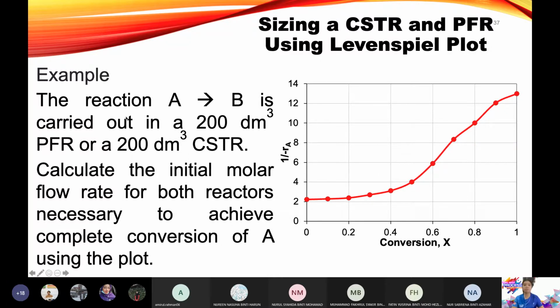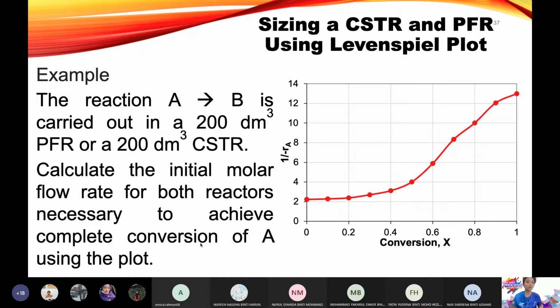Okay, so reaction, the next example, A to B carried out in reactor volume both PFR, CSTR, tapi sekarang reactor volume dia 200 dm3. So lebih besar reaktor dia sekarang, 200 dm3. They ask us to calculate again FA0. Okay, sama juga calculate FA0 for PFR, FA0 for CSTR to achieve complete conversion of A using the plot. Okay, tadi kita guna table, achieve 60% conversion. Now kita guna plot, okay, and volume reactor dia 200 each, and dia kata achieve complete conversion.